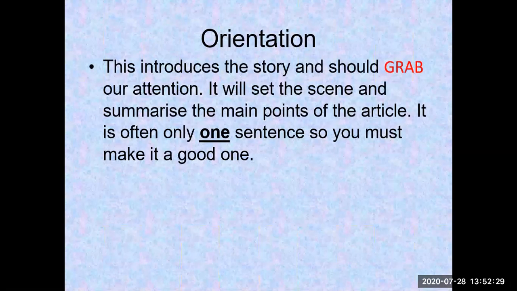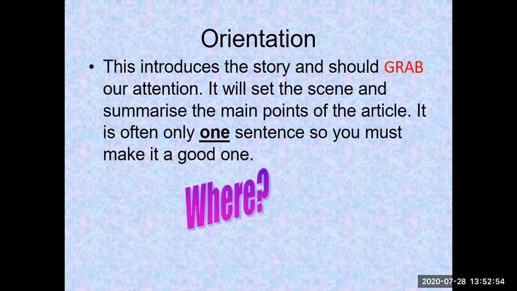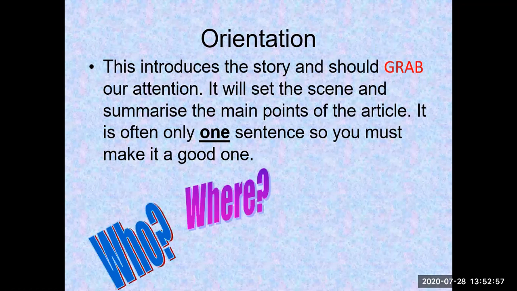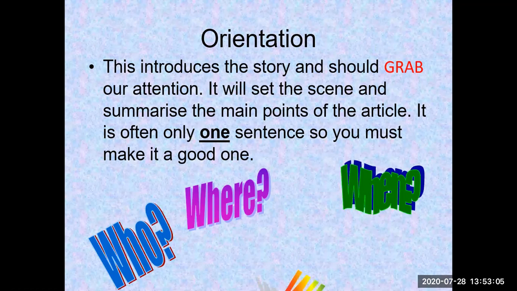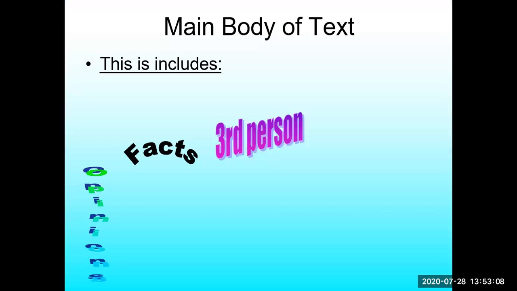Now, the orientation. This introduces the story and should grab our attention. It will set the scene and summarize the main point of the article. It is often only one sentence, so you must make it a good one. How do you make it a good one? You make sure that it contains the 5 W's: where it happened, who the story is about, who the people involved are, when it took place, what happened, and perhaps why.